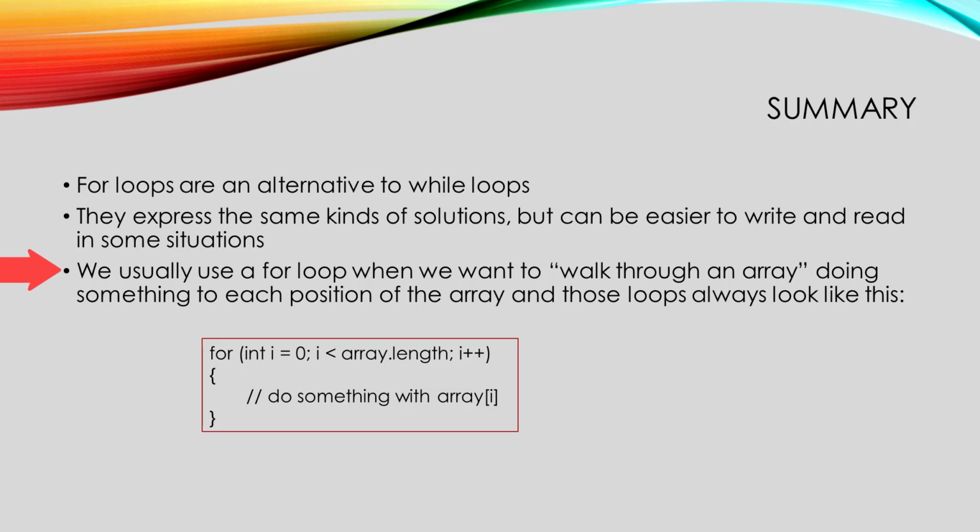For loops are usually the loop structure of choice when we are doing something to every position of an array. In fact, we do this so often, we call a loop that looks like this a walking through the array type of loop.